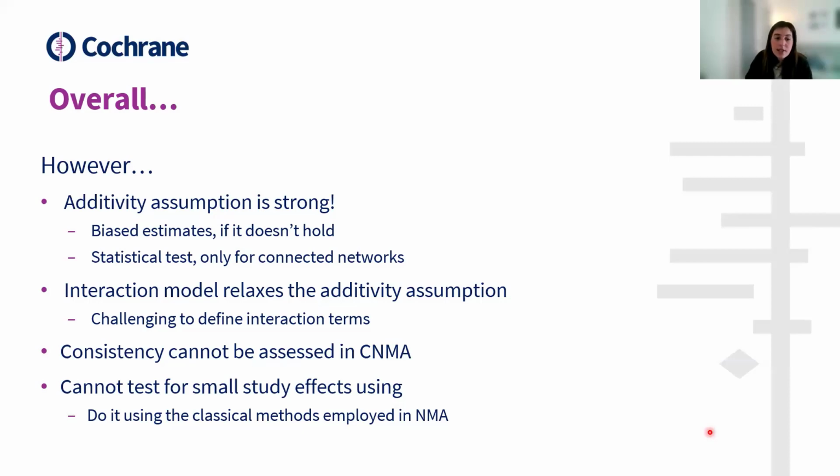The consistency assumption, which is the statistical manifestation of transitivity in network meta-analysis and is a main assumption, cannot be assessed in component network meta-analysis. And we also cannot test for small study effects using the methods that have been proposed in classical network meta-analysis. But we can do that in network meta-analysis.